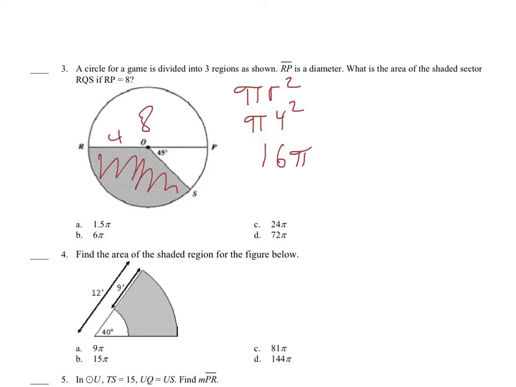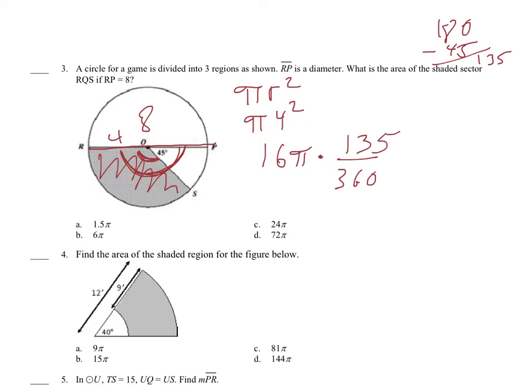Now remember, we don't use all of that. We multiply it times the central angle of the shaded area, this angle here, divided by 360. Notice this line means that this angle is 180. If that angle is 180, we need to take 180 and subtract 45 from it, which leaves us with 135. So that's my central angle, 135. When I multiply 16 pi times 135 over 360, you should get 6 pi, which is B.